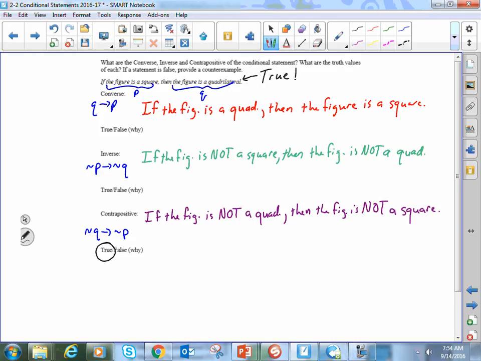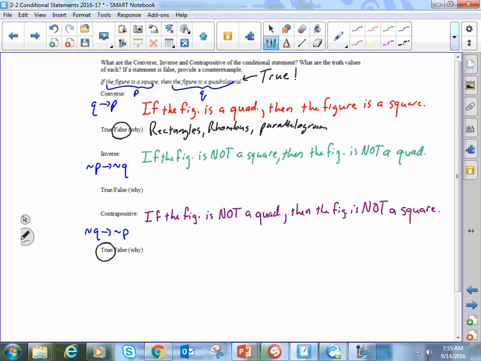Now let's look at the converse and the inverse. So let's start with the converse, the one in red. If the figure is a quadrilateral, then the figure is a square. Well, that is very false. Why is that false? Well, I could have rectangles, I could have a rhombus, I could have all kinds of parallelograms. Those are all counter examples to show why that statement is false.